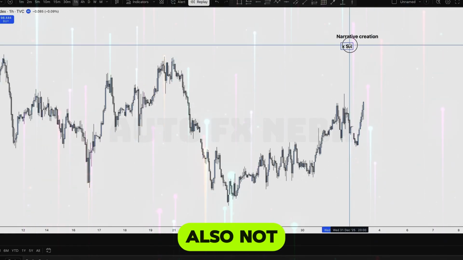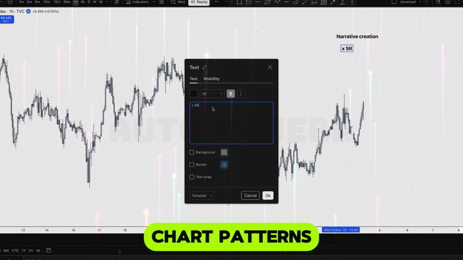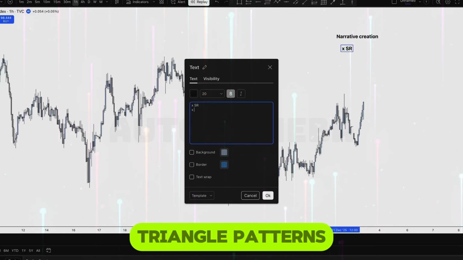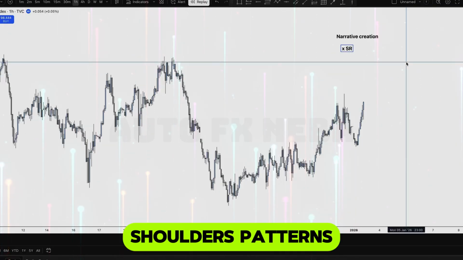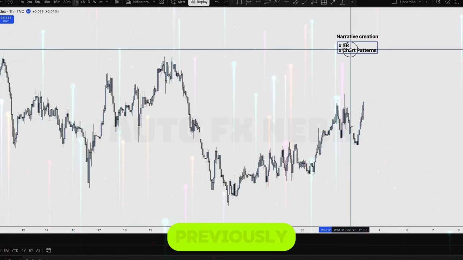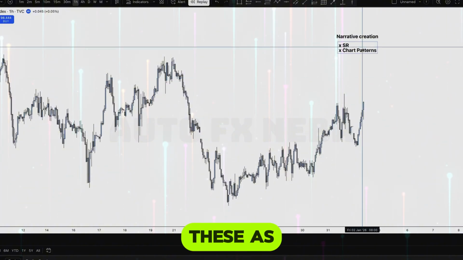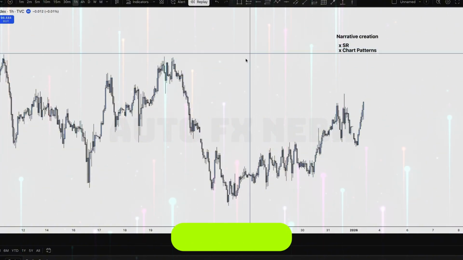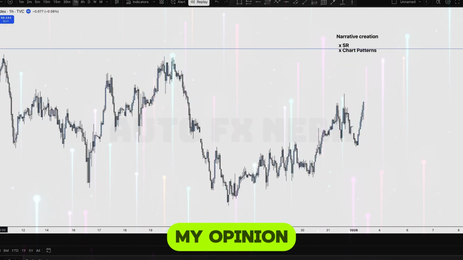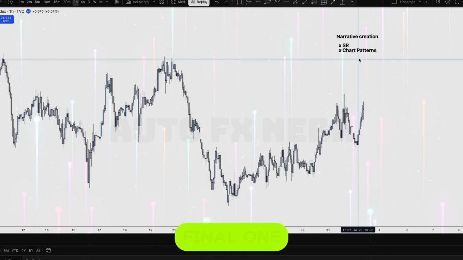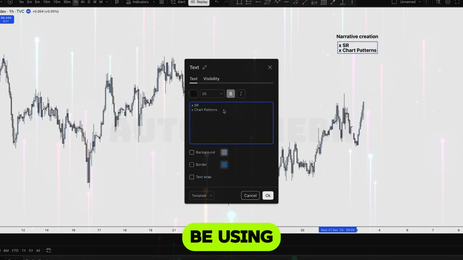We will also not be trading chart patterns. That's anything from triangle patterns, wedges, head and shoulders patterns, all of these different things that you may have learned previously. I do not see these as good price action trading, okay? They come under the label price action because you are just using raw price, but in my opinion, they are pretty much useless.